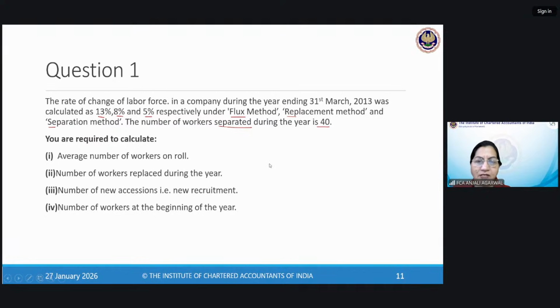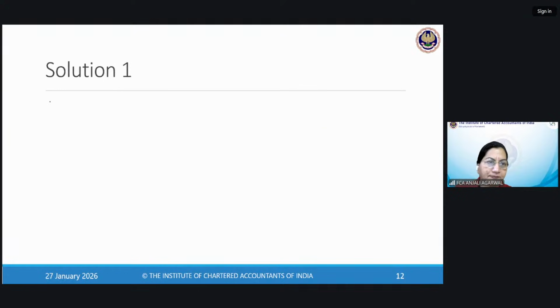Before proceeding with the solution to this, let us look at how labor turnover is calculated.